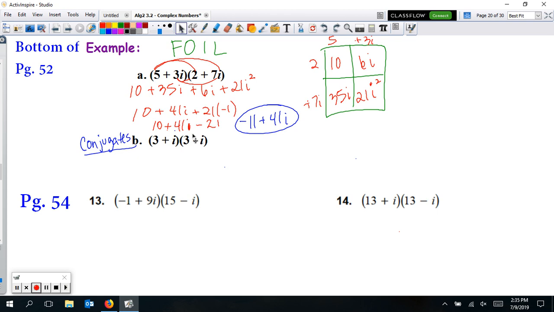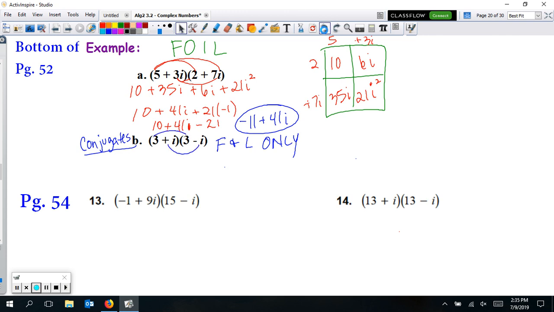Or the conjugate of 3 minus i is 3 plus i. These are conjugates of each other. That's what we would call these. And if you ever have that situation where you're going to multiply conjugates, it actually is a little bit easier than doing all four of these. You only have to do the first and the last only, F and L only.